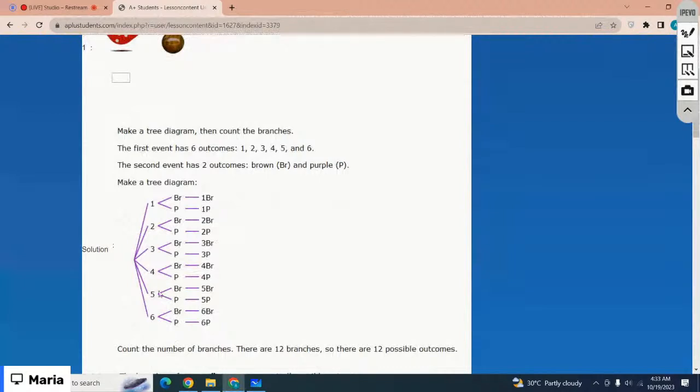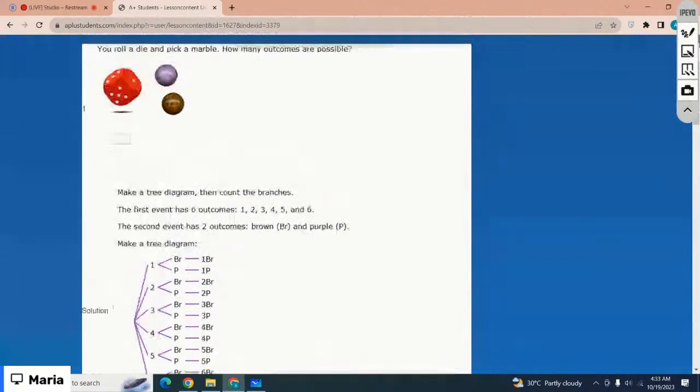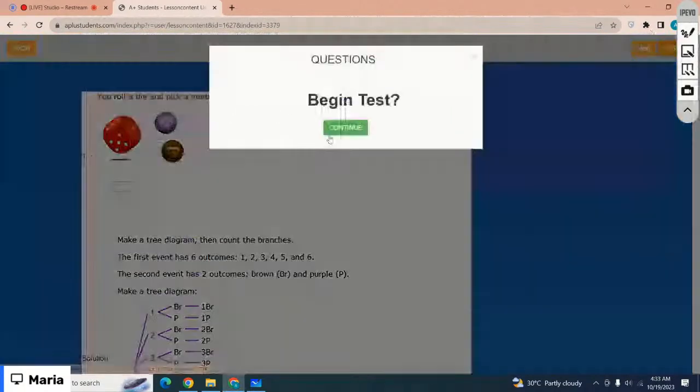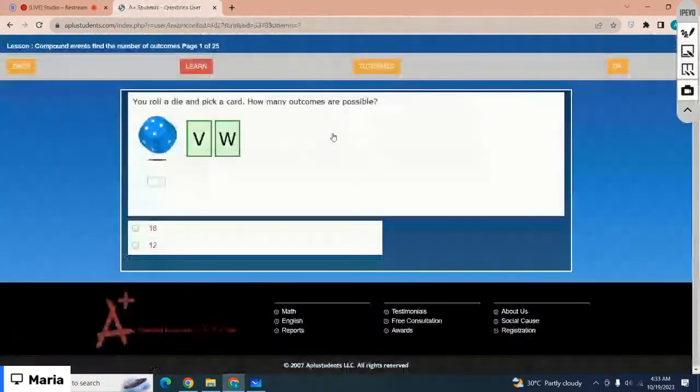So when you calculate the outcomes of compound events, you just multiply the outcomes of both events. For example, you roll a die and pick a card. How many outcomes are possible? For a die you have six outcomes and you have two cards. So how many outcomes? 12, right? 6 times 2 is 12 outcomes. The correct option is 12.